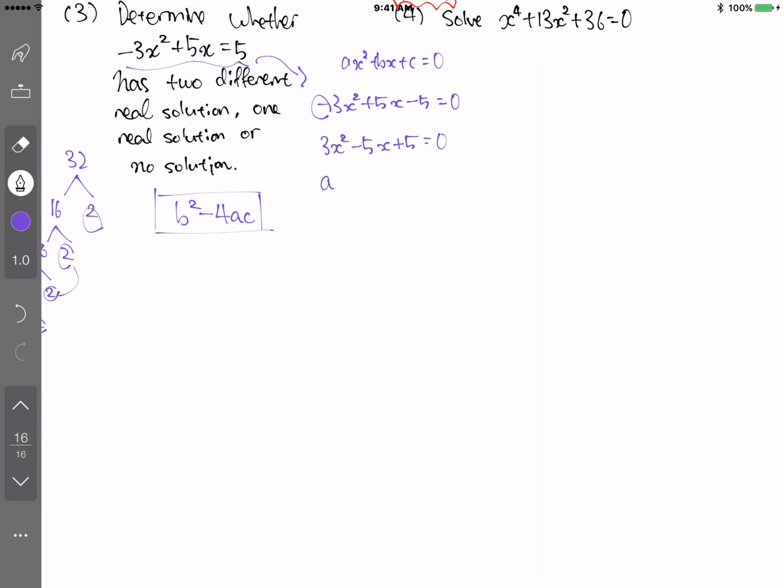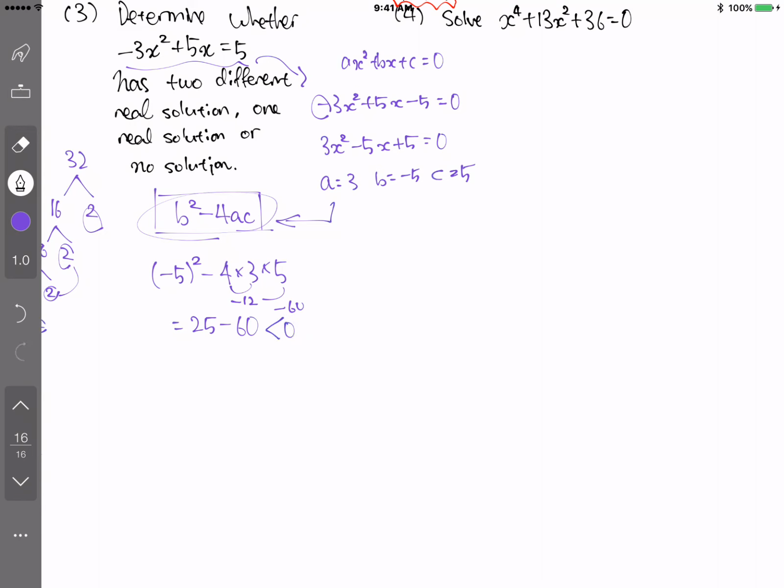And substitute. So A is 3, B is negative 5, C is 5 for this one. So substitute those values and let's see if this is going to be more than 0 or less than 0, or if it's going to be exactly 0. So let's get started. B squared, negative 5 squared, minus 4 times 3 times 5, which is 25 minus, 4 times 3 is 12, and 12 times 5 is going to be 60. So it's negative 35, which is actually less than 0.